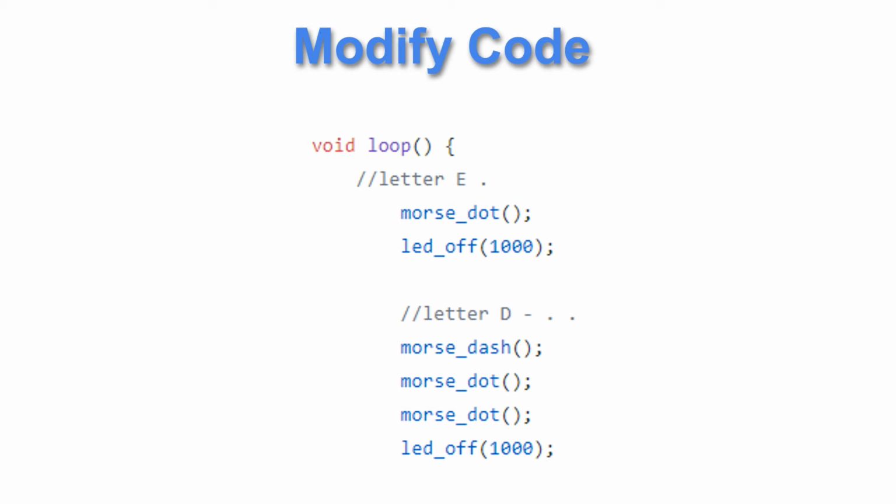So then later in the loop, to make it simple for us, for letter E to make it blink just a dot, I do Morse dot. And then for letter D, I call dash and dot dot and so on. So it makes it quite simple. And you can also make this modification.